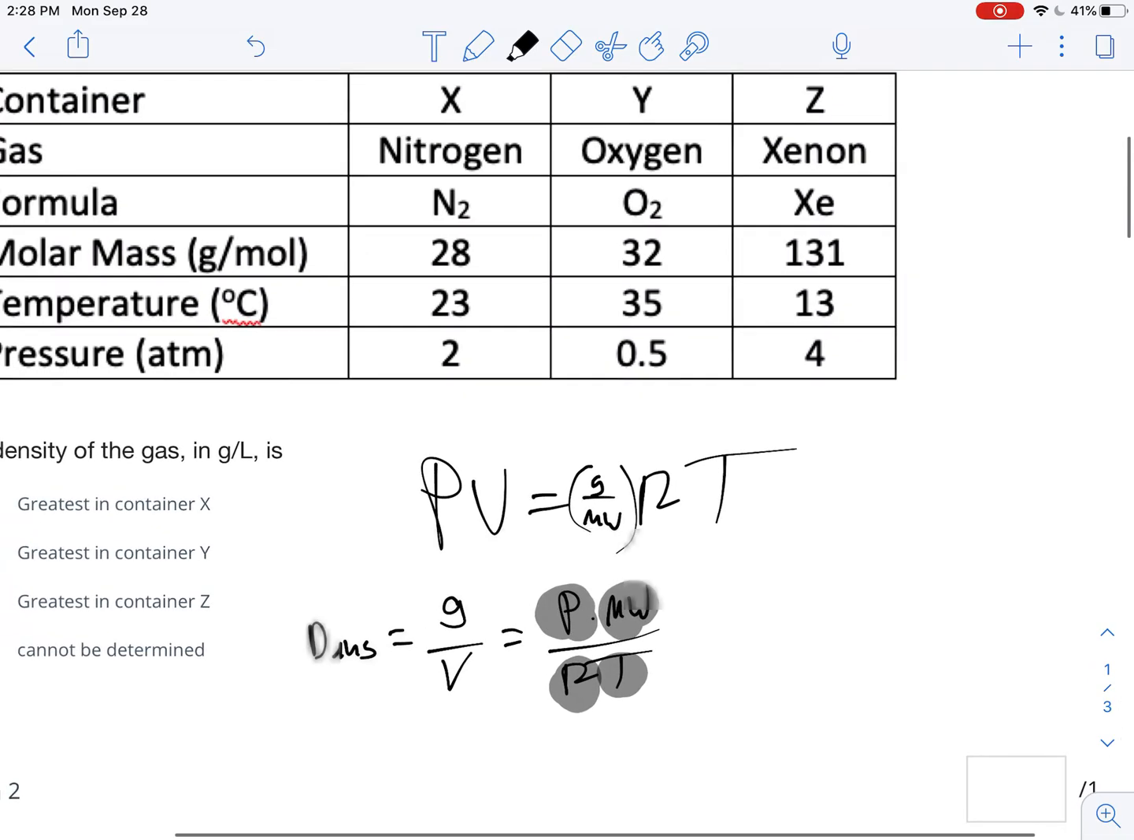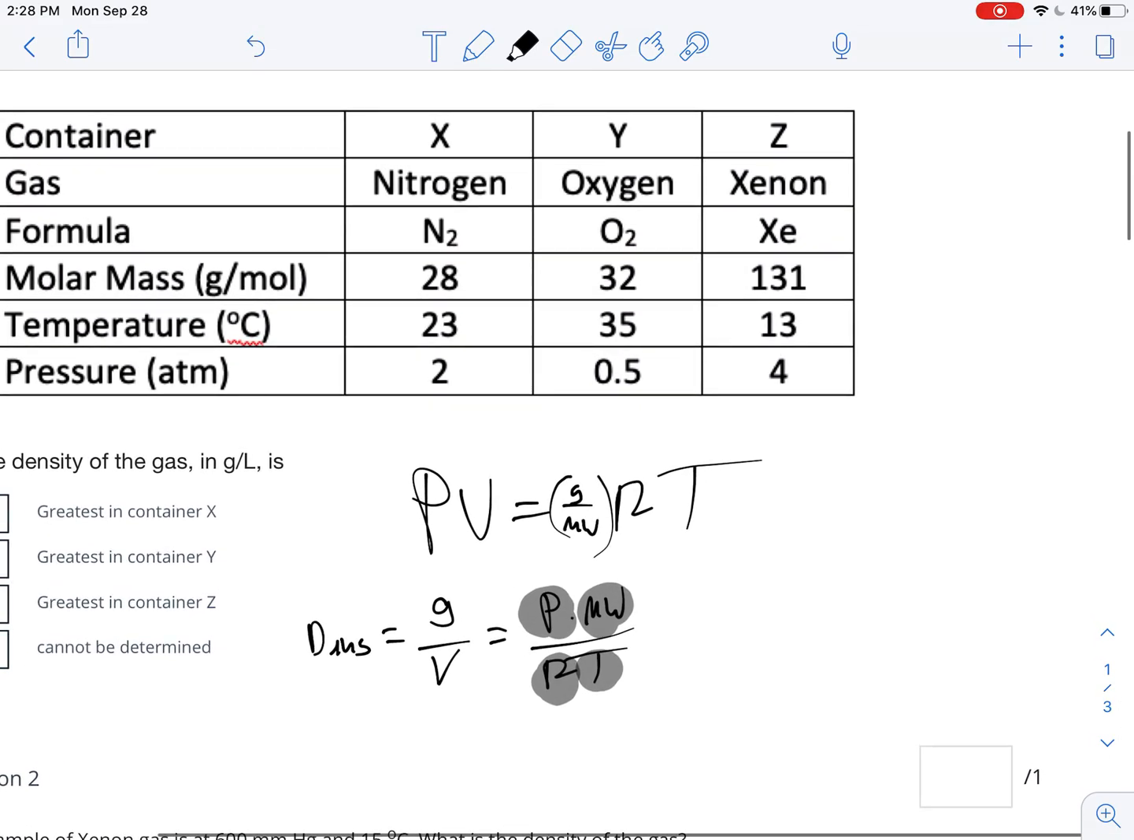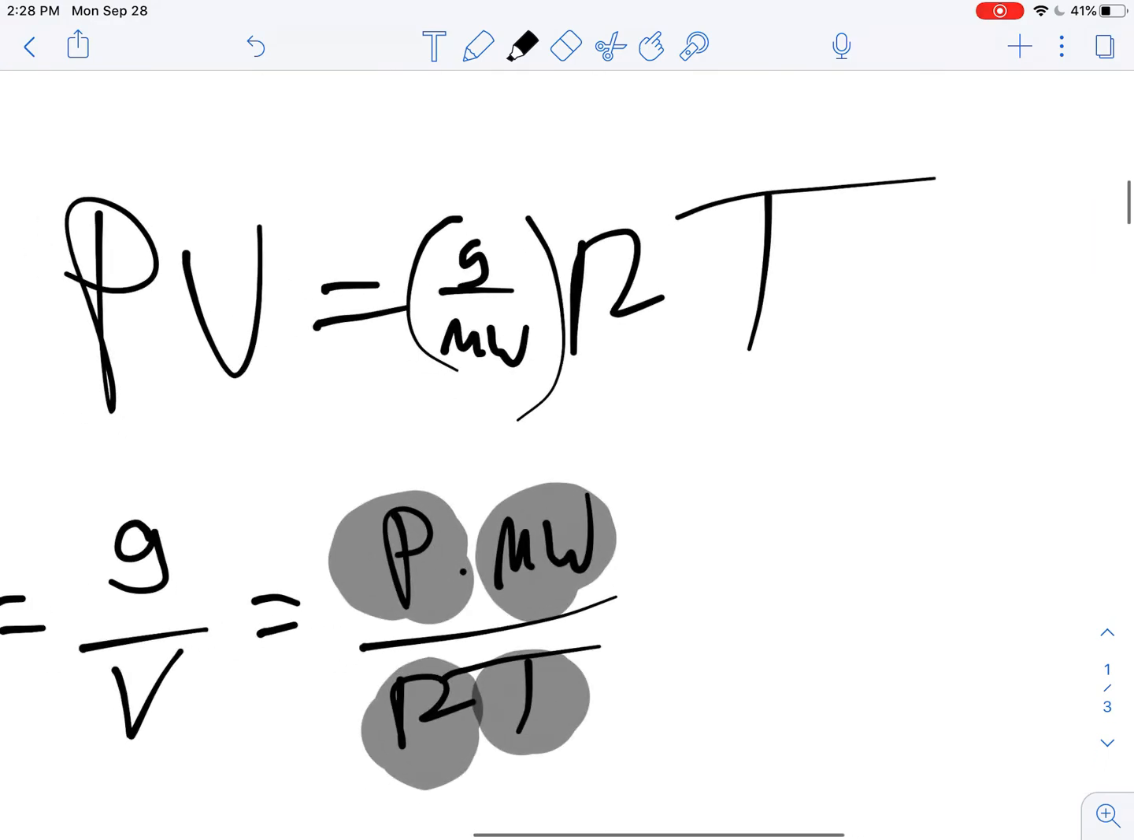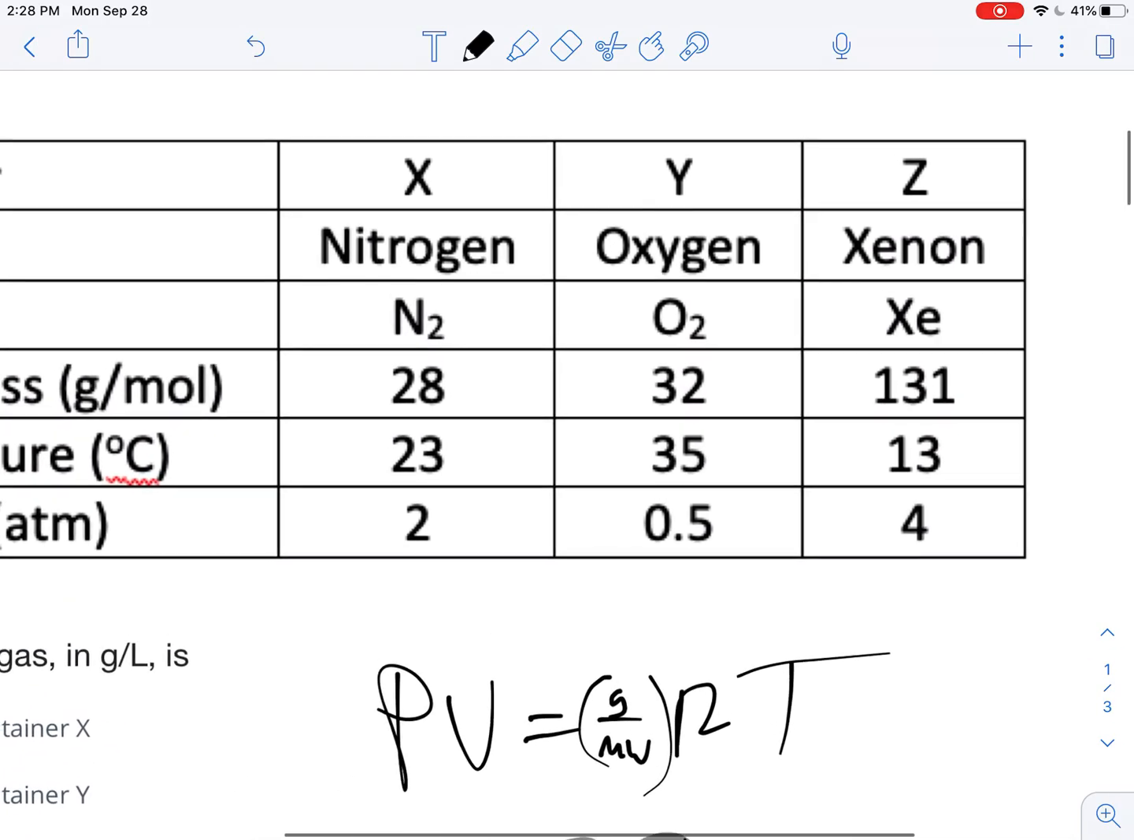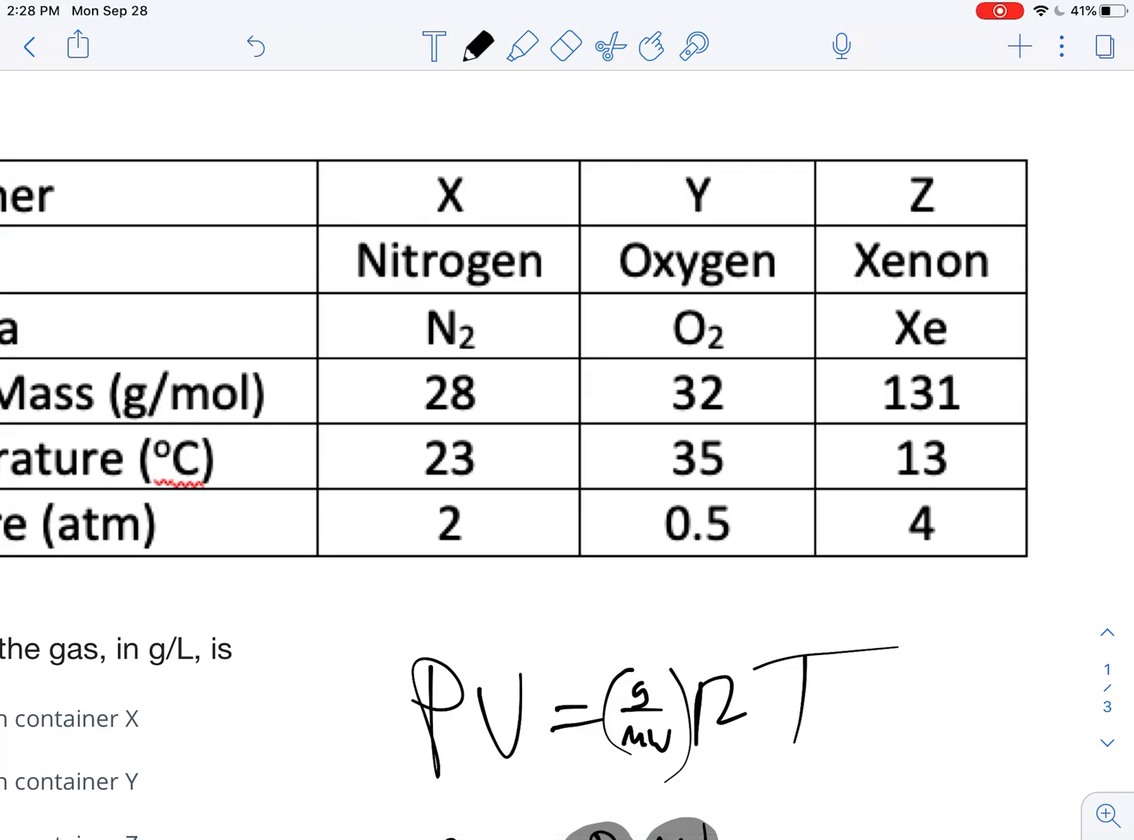Now when you go to compare these, remember that the R is constant, so it doesn't change. So that's really not a factor for comparison here. You've got the pressure times the molar weight divided by the temperature. Now the temperatures look like they are wildly inconsistent. You've got 23, 35, and 13, but remember that temperature has to be in Kelvin. So in reality, that's something like 296, and that's something like 308, and that's something like 286, which, to be sure, are different, but really not very different.